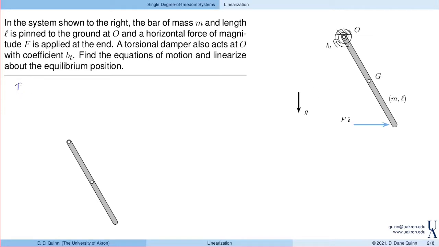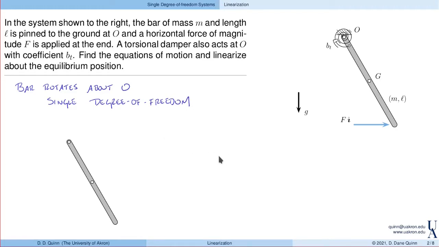Well, the bar rotates about point O. There's a pin that exists at O that constrains the bar to, again, rotate about that point. So with a single coordinate, we can specify the configuration of this bar. And it's a single degree of freedom system. Again, any coordinate will do, but we're going to look at the rotation of the bar.